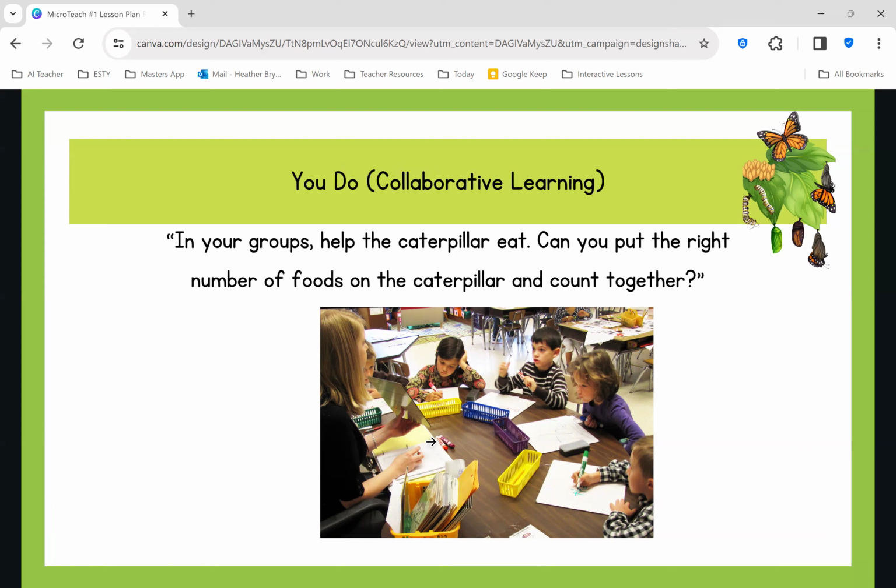So we organize small groups and provide each group with a drawing of a caterpillar, a set of food pictures, and we instruct them and tell them it is your turn in your groups. Help the caterpillar eat. Can you put the right number of foods on the caterpillar and count together? We walk around the room to observe and assist as needed. We encourage our students to show a thumbs up or down to indicate understanding. This peer activity promotes collaborative learning and practice, allowing students to learn from each other while the teacher facilitates.